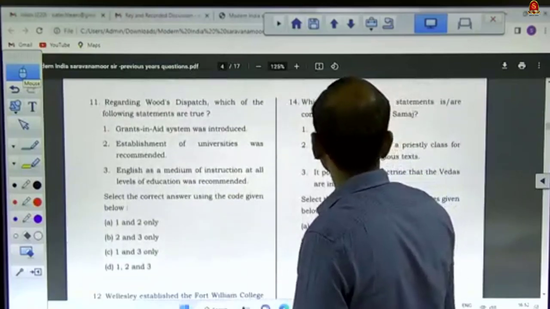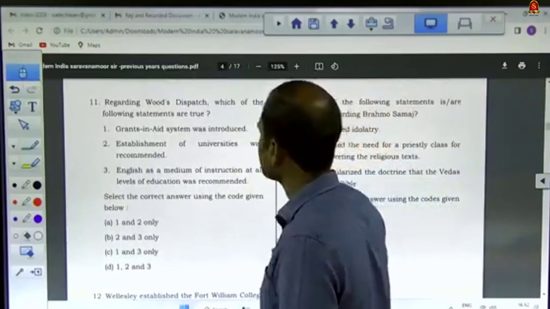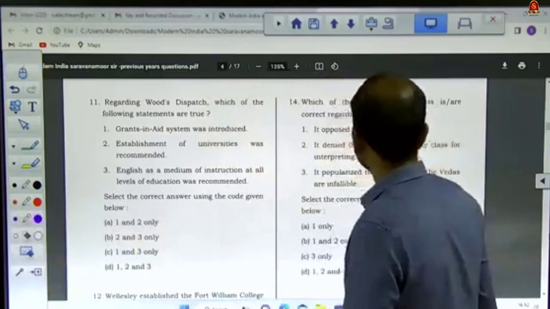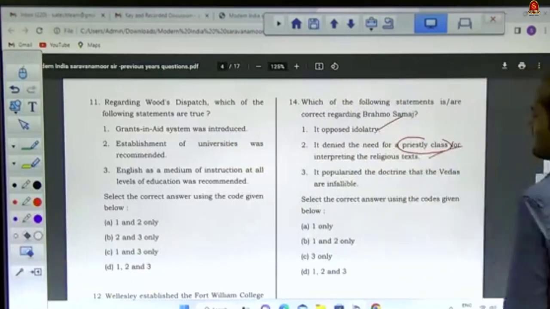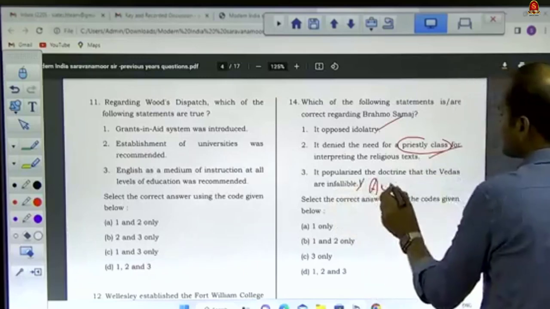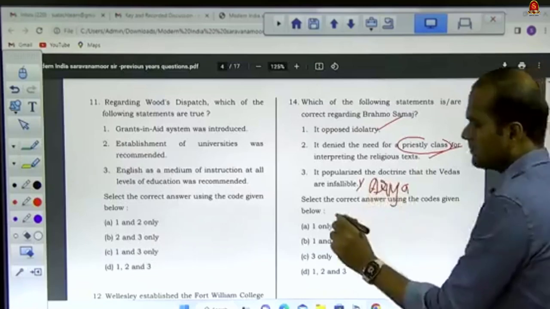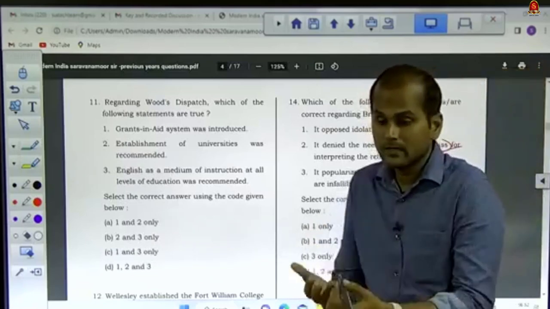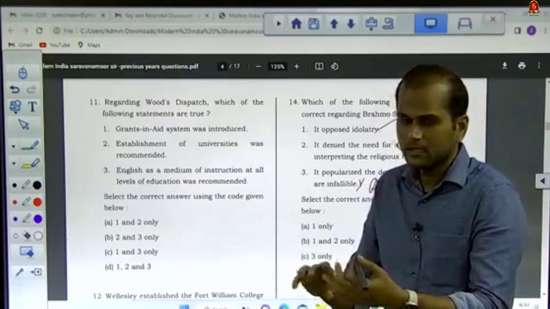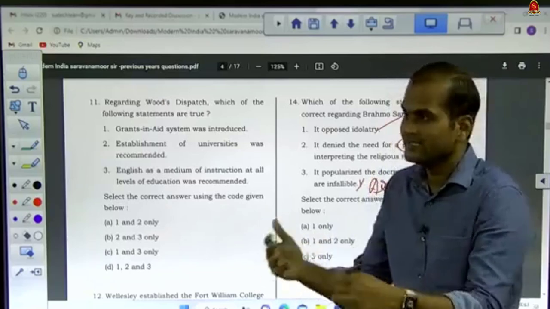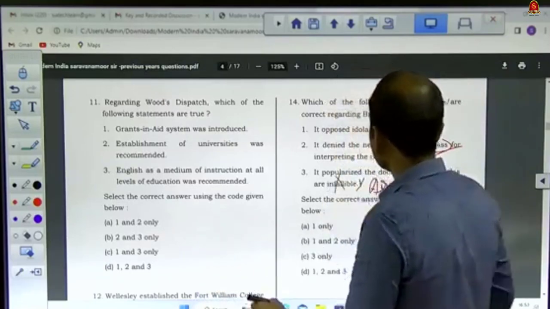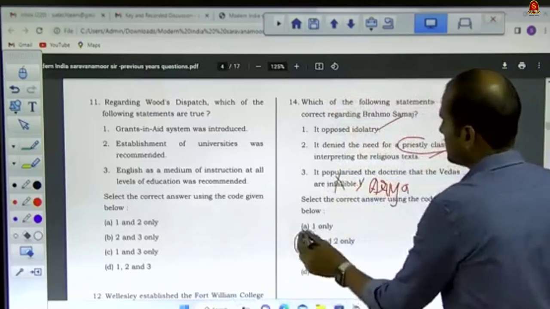The 14th question: which of the following statements is right regarding Brahmo Samaj? It opposed idolatry. Yes, idol image worship, the priest community. It denied the need of the priestly class. That's also right. It popularized the doctrine that the Vedas are infallible. These were the ideas of Arya Samaj. Brahmo Samaj and Raja Ram Mohan Roy respected the Vedas, but not necessarily Brahmins to interpret them. Respected Vedas, but not infallible. Infallible means the Vedas will never say anything wrong. That is called infallible. That's why this is wrong. Answer is 1 and 2.